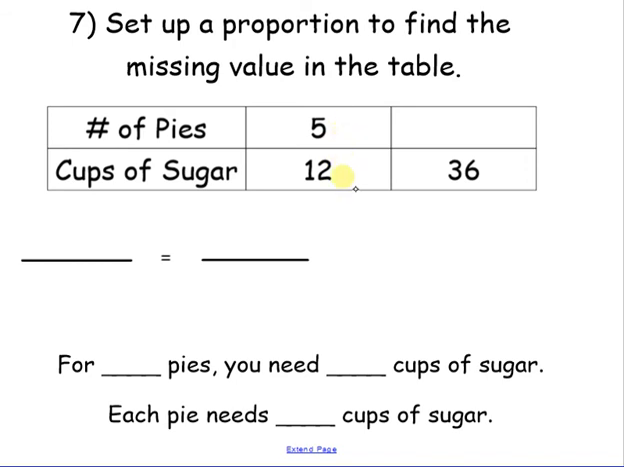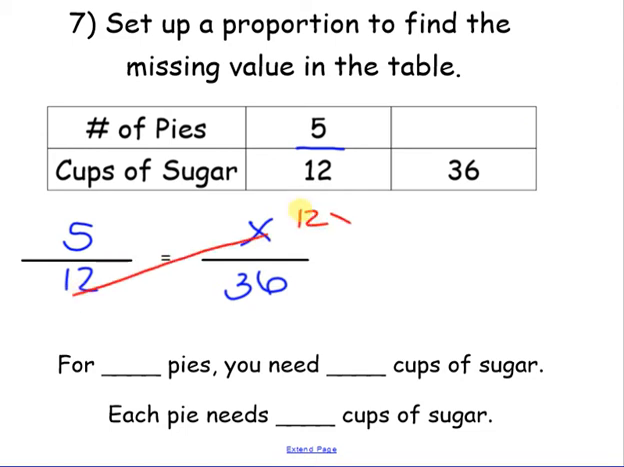So you have to be alert and understand how to read the table properly in order to set up the proportion right. So we have number of pies over cups of sugar. So we have 5 pies over 12 cups of sugar. We have our missing value over here, so our x, over 36 cups of sugar. So what we're trying to figure out is if I have 36 cups of sugar, how many pies can I make? So I'm going to cross multiply.